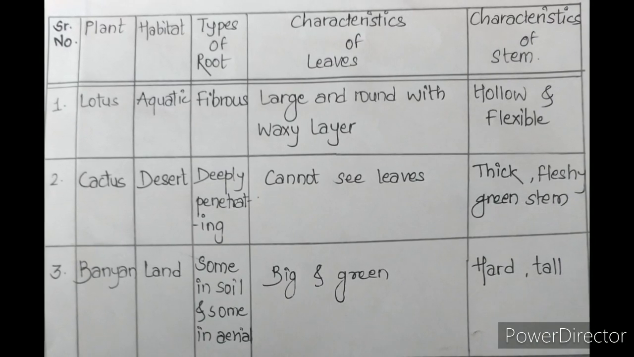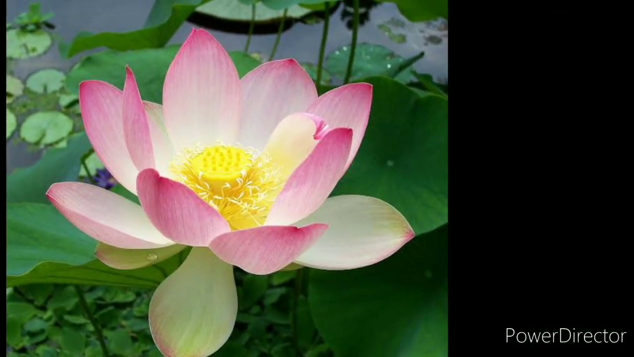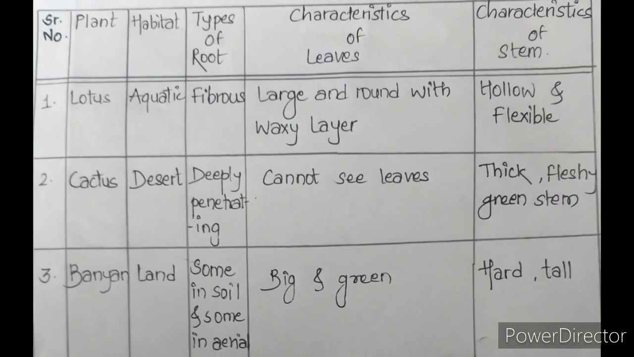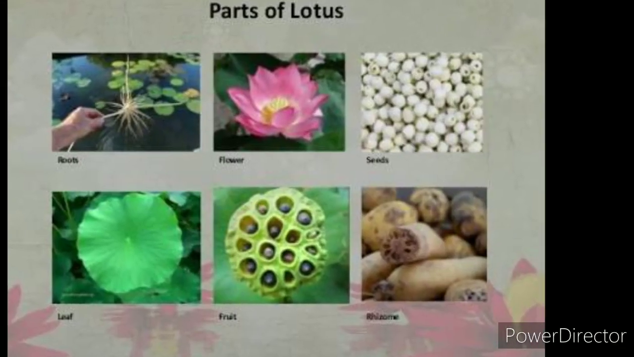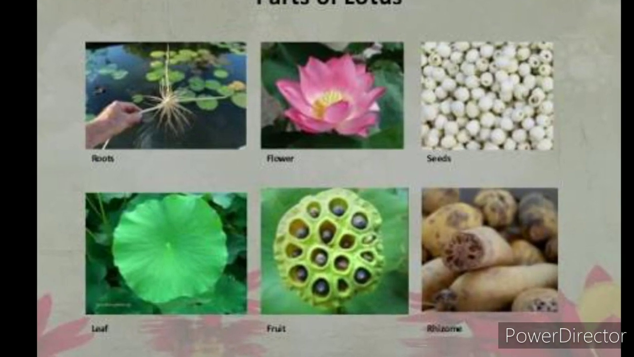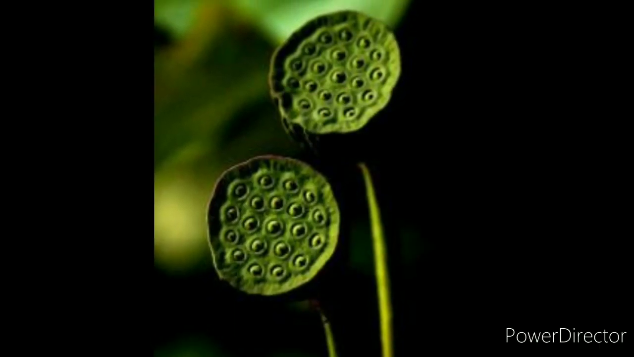So the first plant that we are going to see is lotus. The habitat of lotus is aquatic. Type of root is fibrous. Characteristics of leaves are large and round with waxy layer. The characteristics of stem are hollow and flexible.